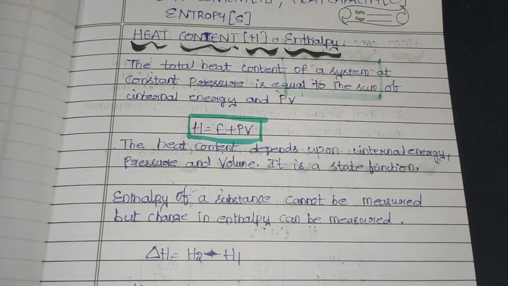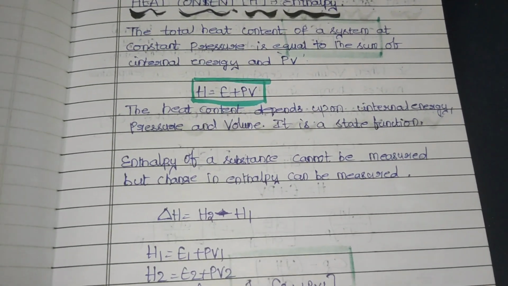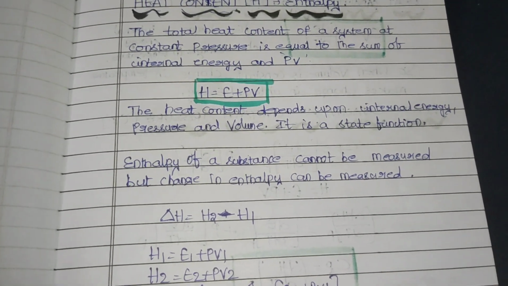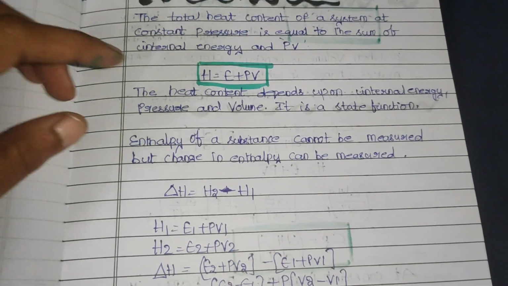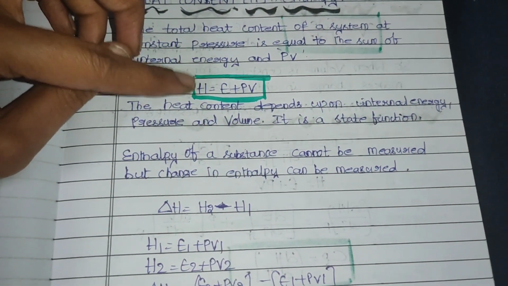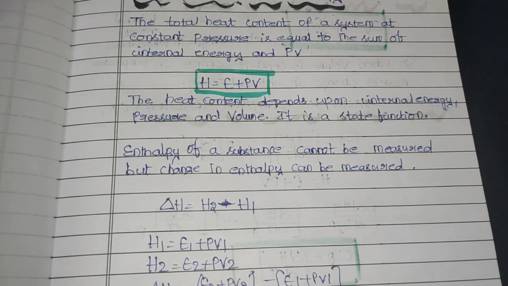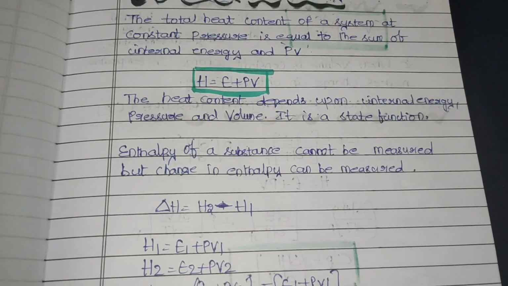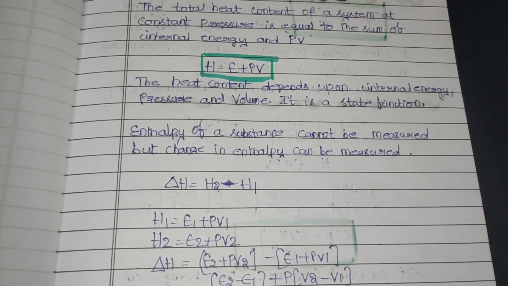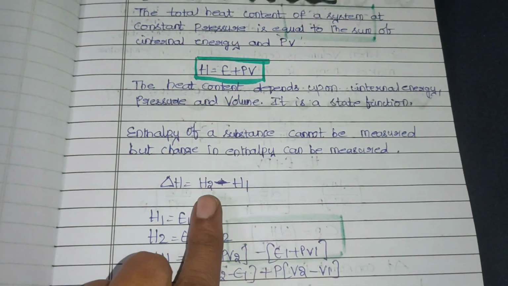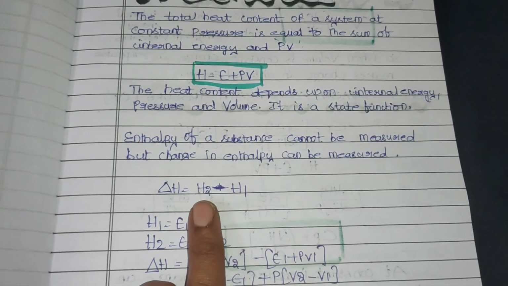So enthalpy is a state function and it is the total heat present in a system when the pressure is constant. So H is equal to internal energy E plus pressure into volume. When we see the enthalpy of a system, we cannot measure this directly. So we can measure the change in enthalpy. Delta H, the change in the enthalpy, is equal to H2 minus H1, where H1 is the initial state and H2 is the final state.